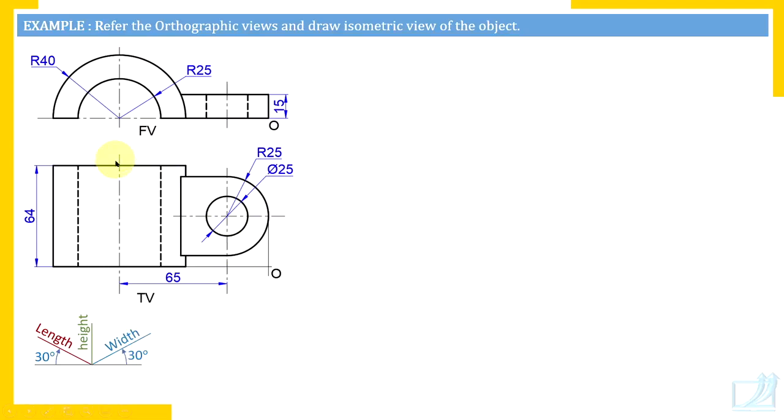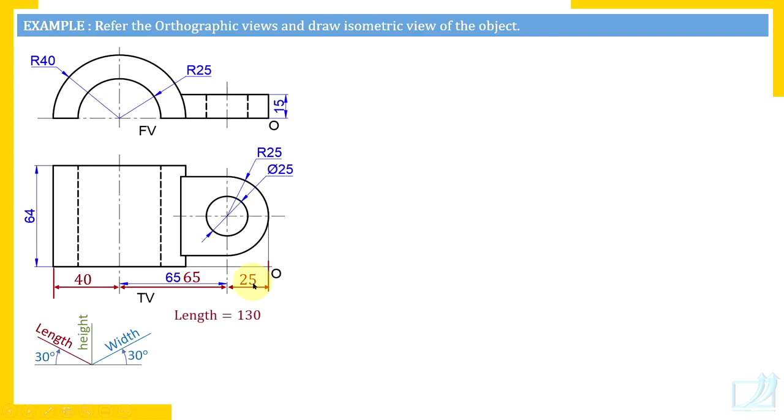Now check overall dimensions. In the top view and also in the front view, you get horizontal dimension and length. But right now we are interested in overall dimension. So overall length is 40 plus 65 plus 25. 25 is the radius of this curved edge. 40 millimeters is the radius of this semicircle. This distance radius is 40 millimeters. So 40 plus 65 plus 25, that is 130 millimeters.